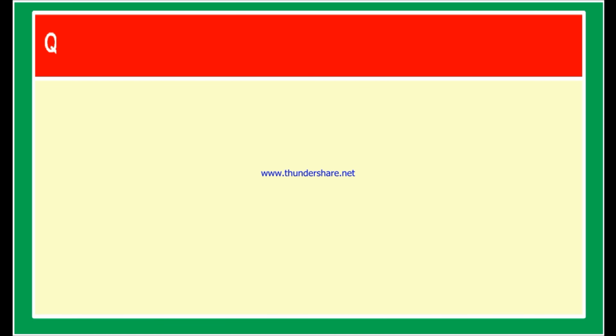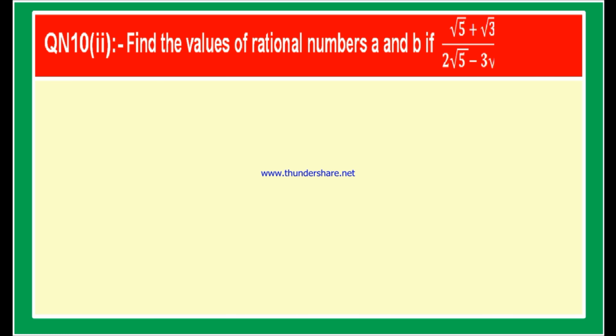Now, let us solve the second bit of 10th question. Question number 10, second bit. Find the values of rational numbers a and b if root 5 plus root 3 by 2 root 5 minus 3 root 3 is equal to a minus b root 15. I shall repeat. Find the values of rational numbers a and b if root 5 plus root 3 by 2 root 5 minus 3 root 3 is equal to a minus b root 15.